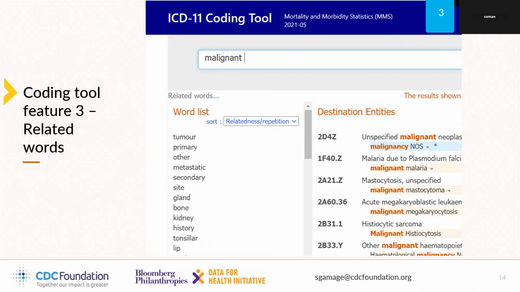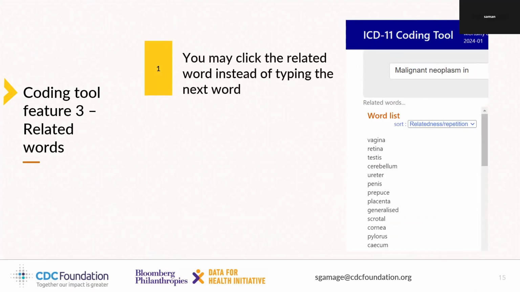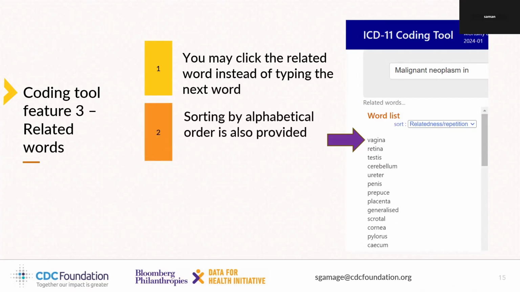In this example, as you type malignant, there are destination entities related to the term malignant. And also in the word list, there are other terms related to malignant: tumor, primary, other, metastatic, secondary, site. They are all related to the term that you are searching for. When you find related words, you may click the related word instead of typing the next word. For example, malignant neoplasm in vagina, so you can easily select the related word. Sorting by alphabetical order is also provided.